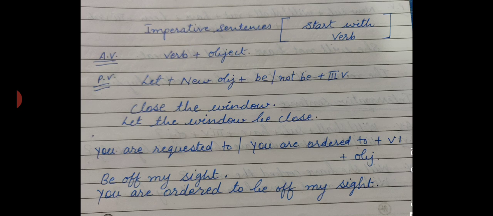Okay, if you are in an angry mood and you tell someone, be off my sight, you are saying it because you are angry. It means here you are giving an order to someone: you are ordered to be off my sight.